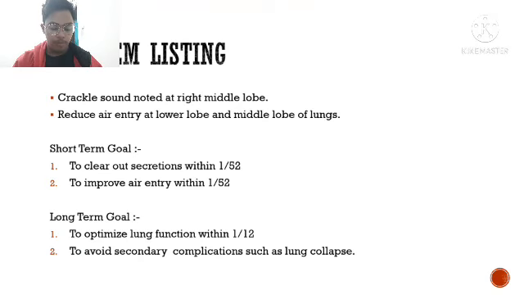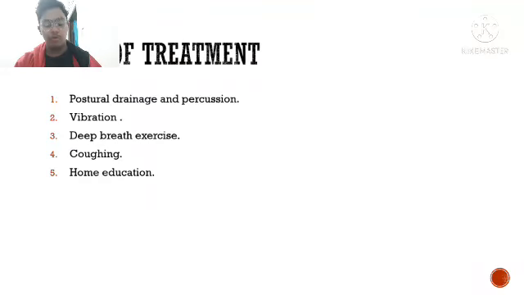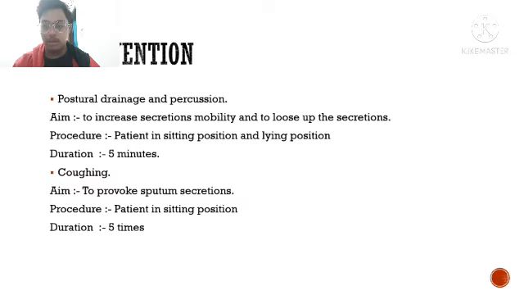For the plan of treatment, we might do postural drainage and percussion, vibration, deep breathing exercise, coughing, and home education for the patient. For intervention, postural drainage and percussion aim to increase secretion mobility and to loosen up secretion. The procedure is with the patient in sitting position and lying position. When the patient is in the lying position, we will advise left side lying because his middle lobe is at the right, so we need to do left side lying.